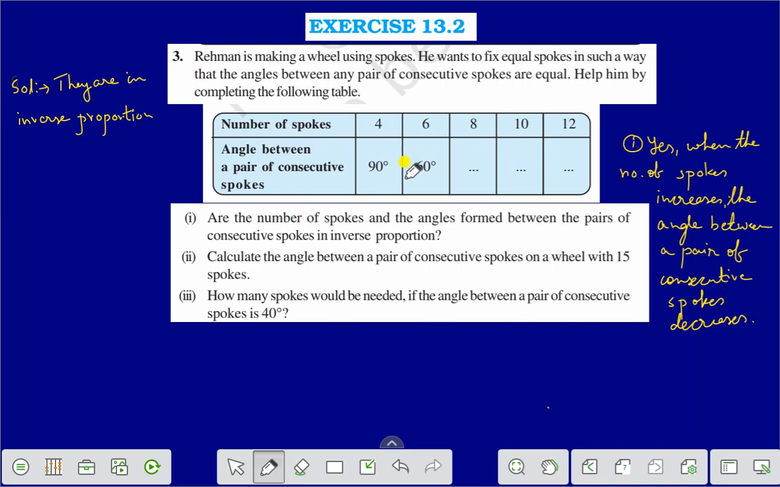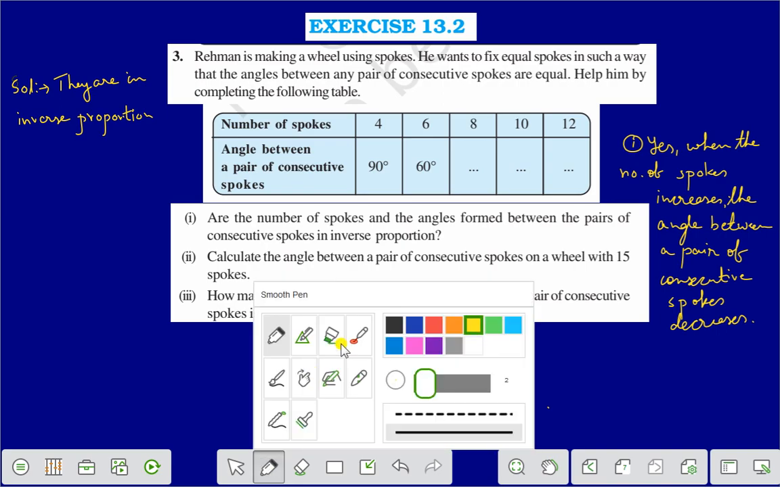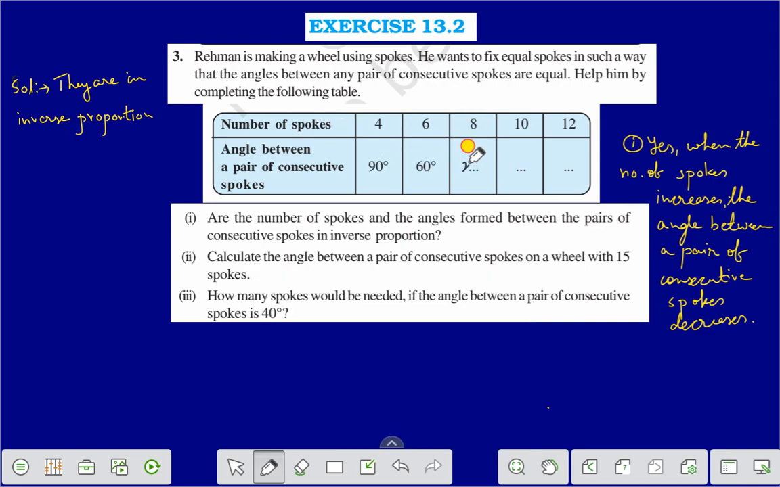Now we'll have to complete the following table. Let the various values be the angles. Suppose when the number of spokes is 8, the angle between consecutive spokes is x1. When the number of spokes is 10, the angle between a pair of consecutive spokes is x2. And when the number of spokes is 12, the angle between consecutive spokes is x3. We'll find the values of x1, x2 and x3.